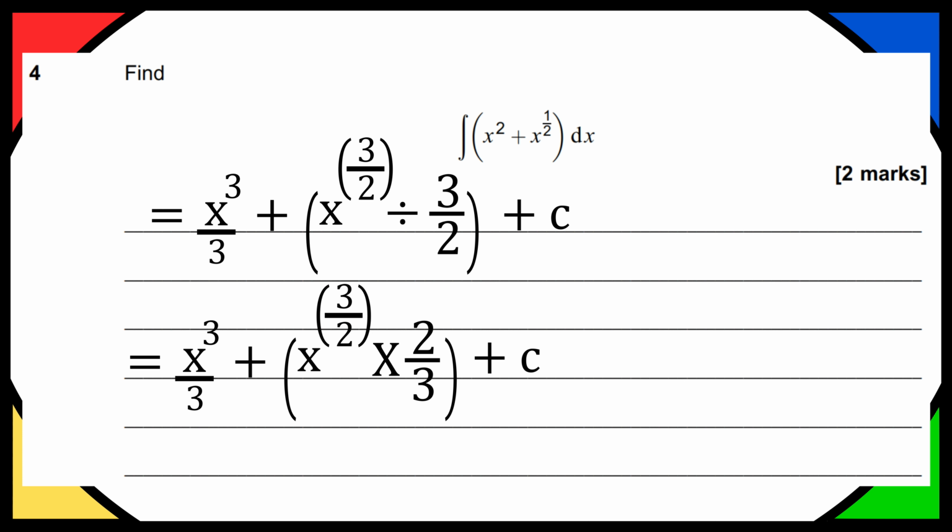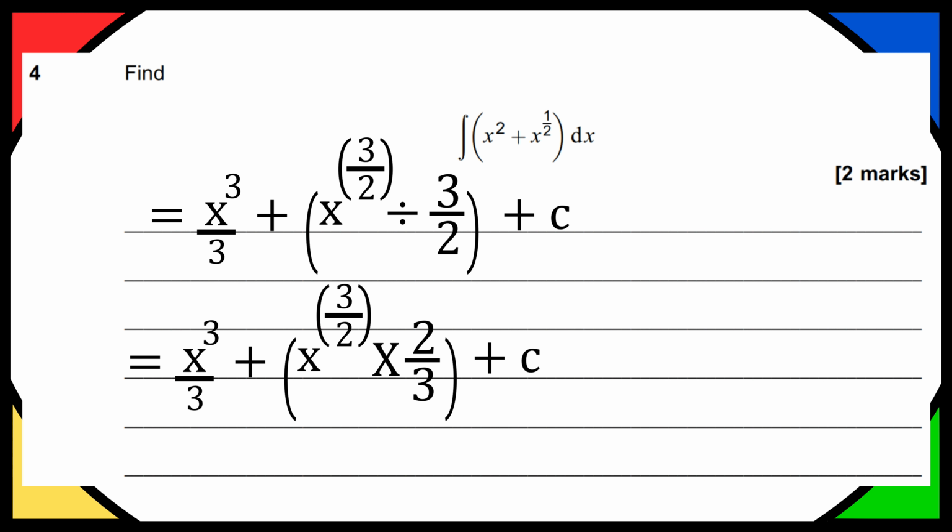So next line. We are deciding to flip the 3 over 2 and exchange it for times 2 over 3. So you can see the x cubed over 3 is the same, but for the x to the power of 3 over 2, we're multiplying it by 2 over 3 instead of dividing it by 3 over 2, just because this is going to be a lot easier to write out.